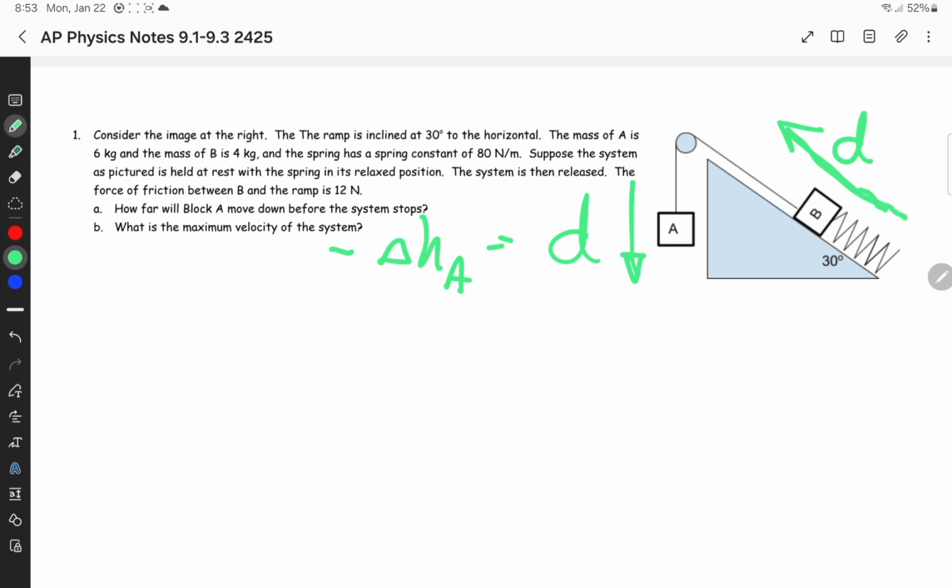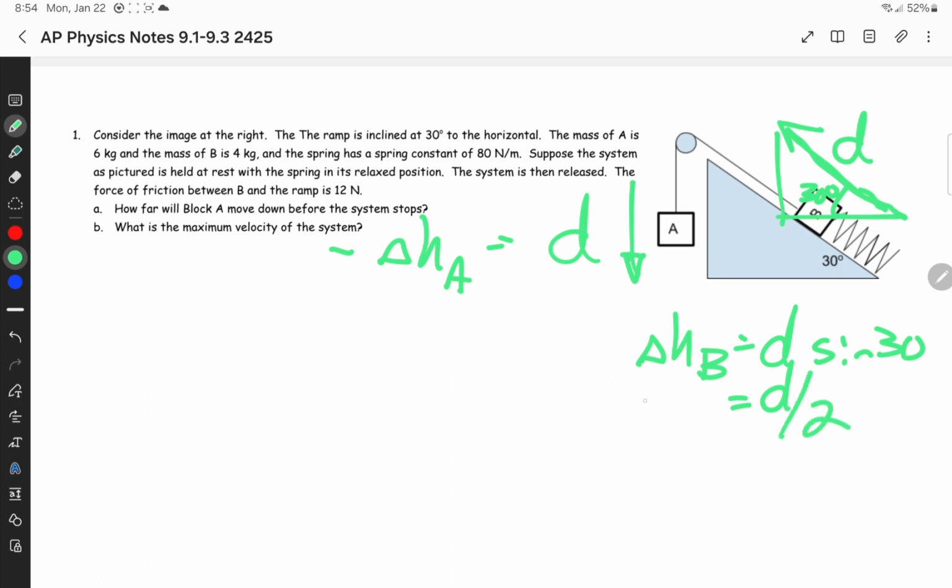For block B, what's happening is it's going up an incline. Since this angle here is 30 degrees, the change in height for block B is just D times the sine of 30, which ends up being just D over 2. Let's use that and see if we can figure out what's going on here.